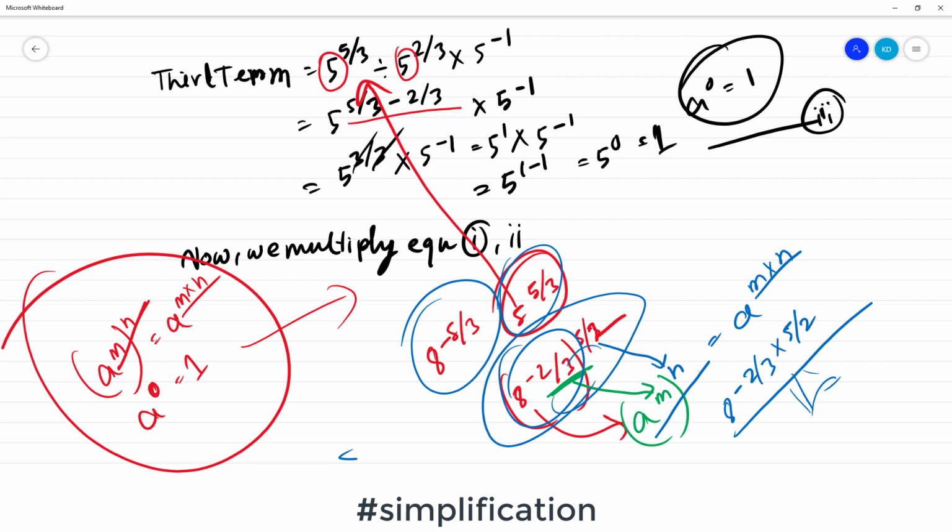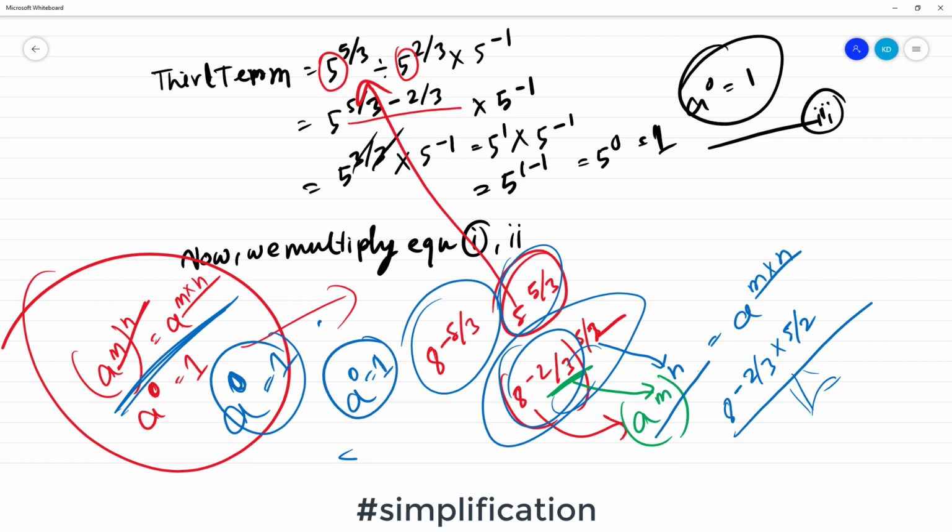So don't be afraid when you see this kind of thing. Always remember this tool is very helpful, and when anything is to the power 0, its value is 1. Okay, so any number to the power 0, its value is 1.